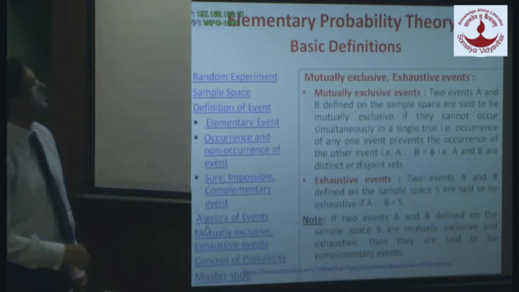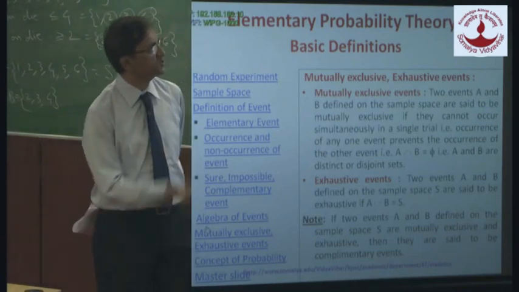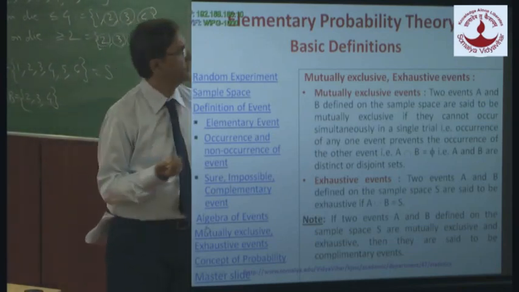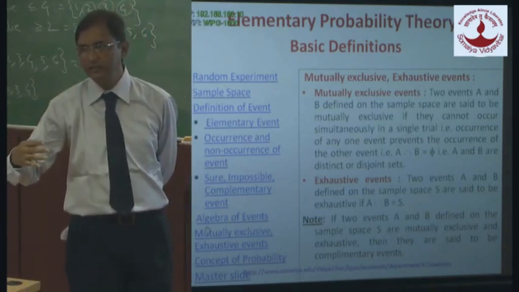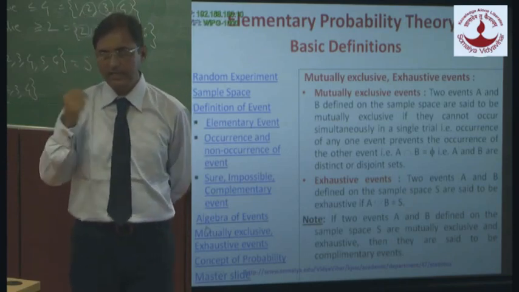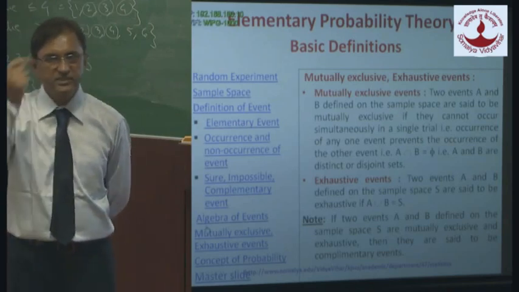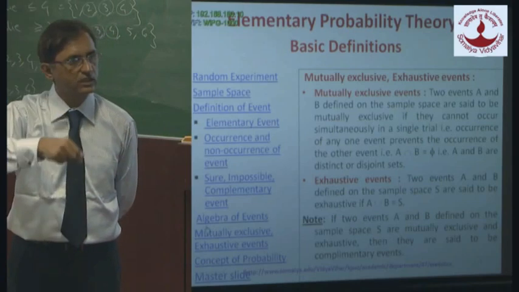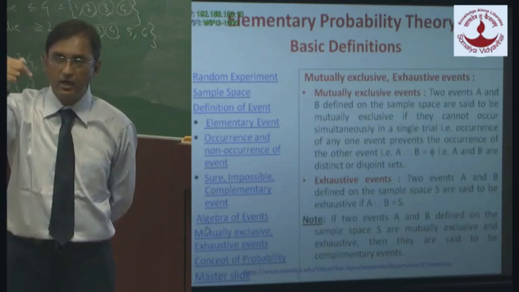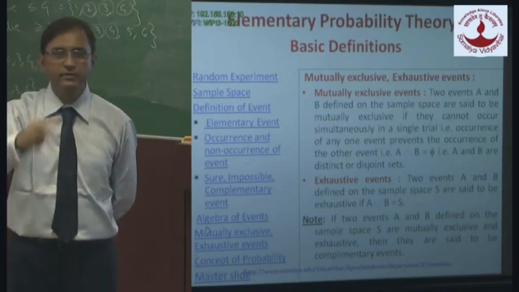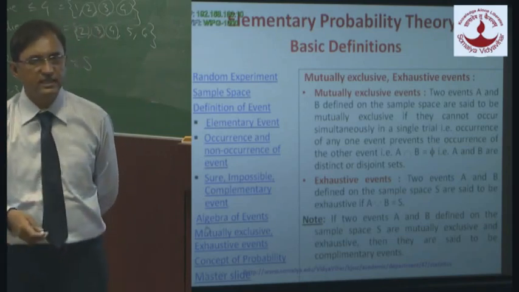Next, mutually exclusive and exhaustive events. 2 events A and B defined on the sample space are said to be mutually exclusive if they cannot occur together in a single trial. Occurrence of one event prevents the occurrence of the other event. If you throw a die and A is the event that the die shows an even number and B is the event that the die shows an odd number, then if you get a number 2, event A has occurred. It prevents the occurrence of the other event B. You can get A or B, not the 2 events at a time. Such events are said to be mutually exclusive events.